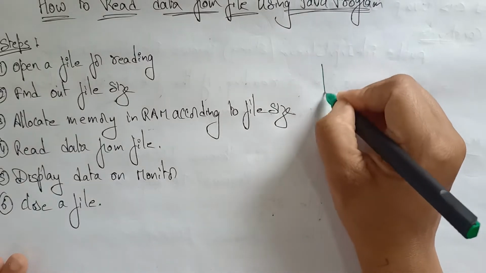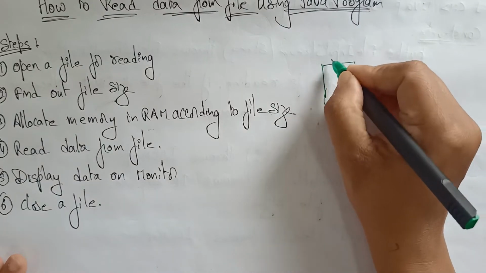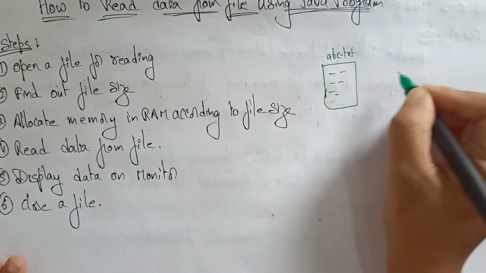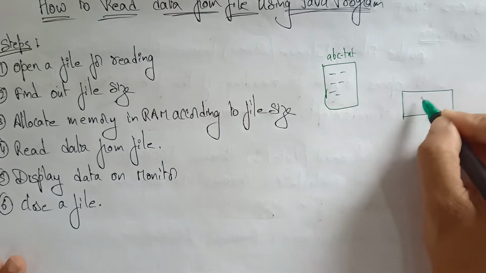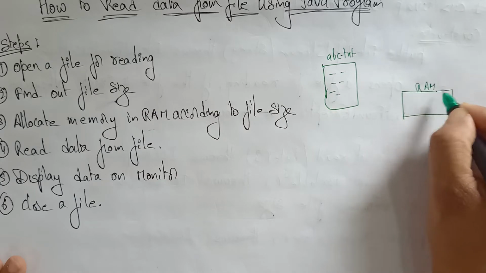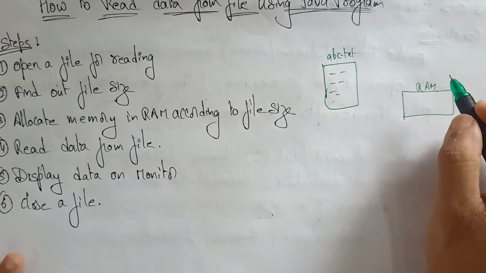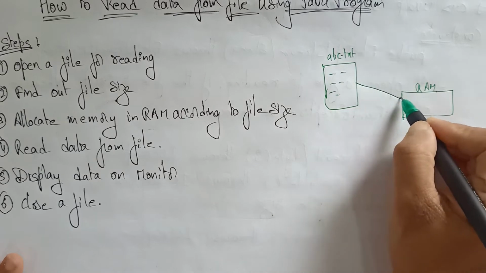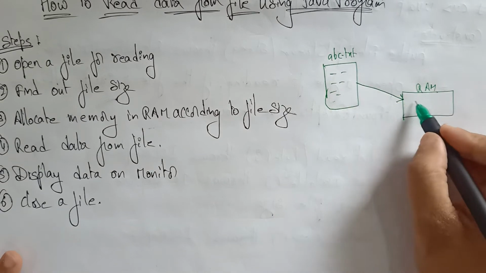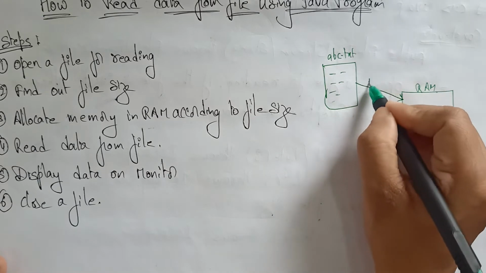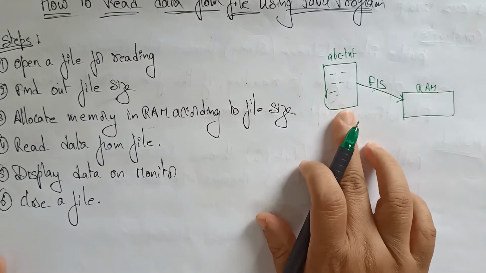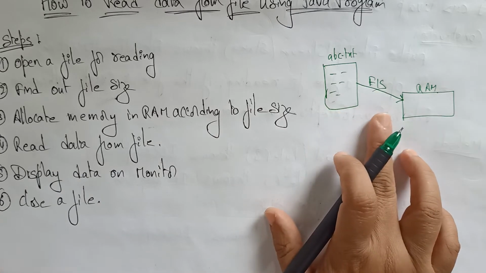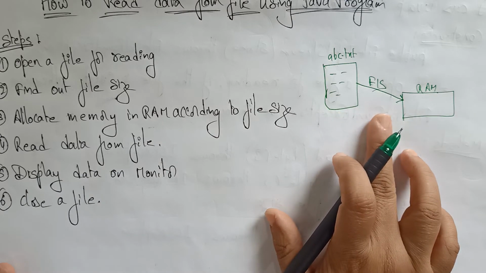So here, let's take this is a file, abc.txt. We are reading data from a file. That data is stored in the RAM by using FileInputStream, right? So we are going to read the data from the file by using FileInputStream.